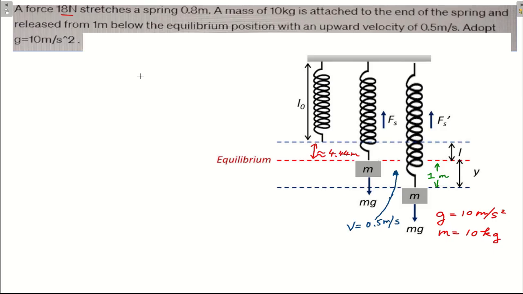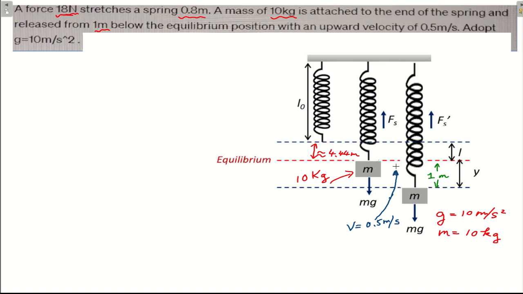Now let's get into a spring system question. We have a force of 18 Newton that stretches a spring by 0.8 meter. A mass of 10 kg is attached to the end of the spring. This is the mass, let's say it is 10 kg. And then it is released 1 meter below the equilibrium position.